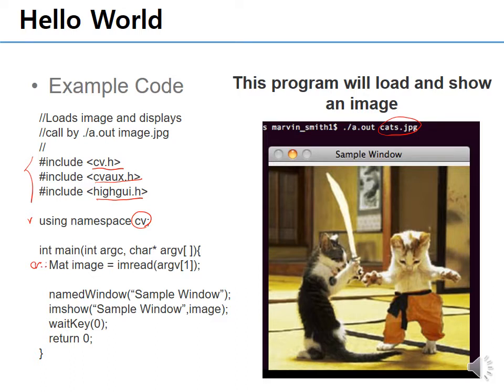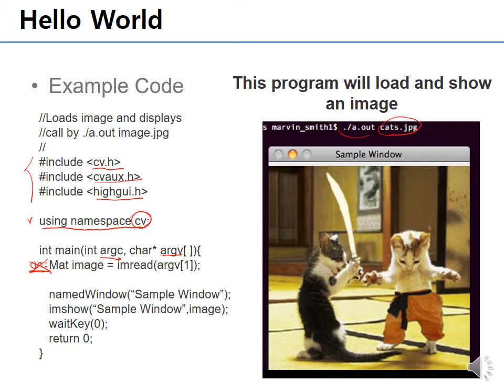So you repeatedly write cv:: to define the namespace. But when you are using namespace cv here, then you don't need to write the namespace every time you call an OpenCV subroutine. So this is the main function, with argc and argv.